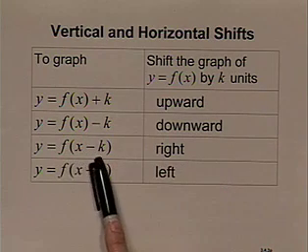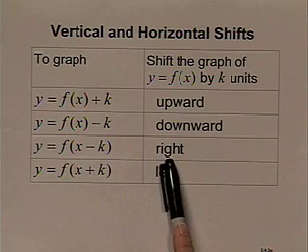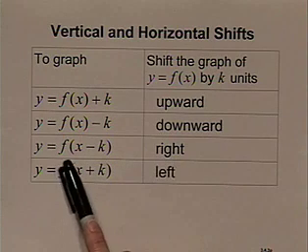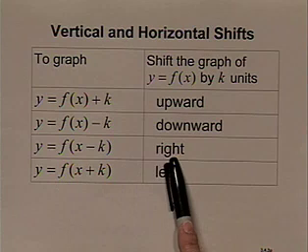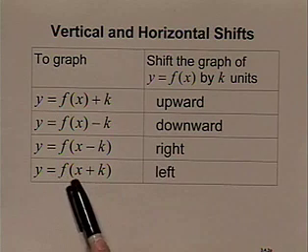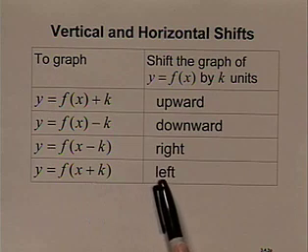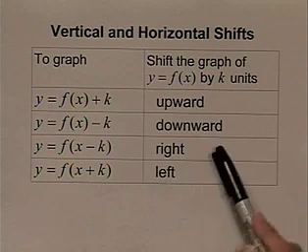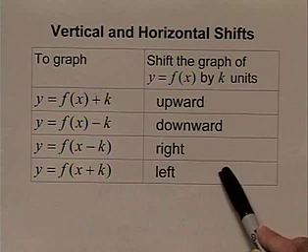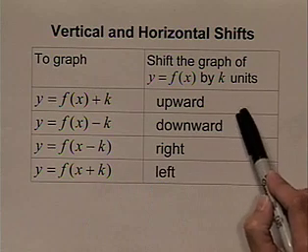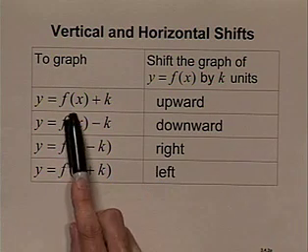Finding f of x minus k is going to shift f of x k units to the right. Graphing f of x plus k will shift f of x k units to the left. These two are horizontal shifts, and again, these two are vertical shifts of the function f of x. Let's try an example.